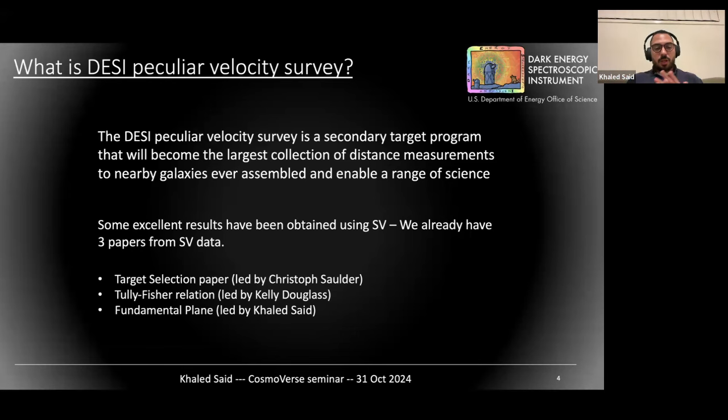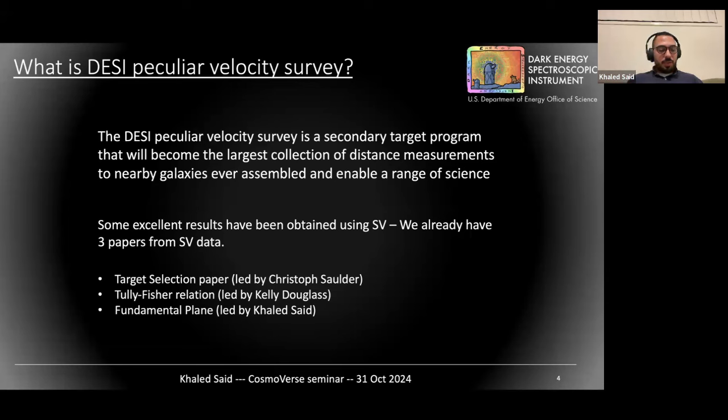Just to put this into context, the sample that DESI will give you is at least 4 times all the peculiar velocities ever measured. If you collect all the peculiar velocities that have been measured and combine them in one survey, DESI will be 4 times larger than this. So it's really an amazing instrument, and the density of fibers in the focal plane is huge, which enabled us to get many measurements at the same time.